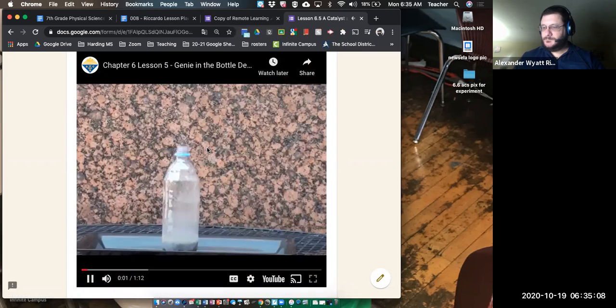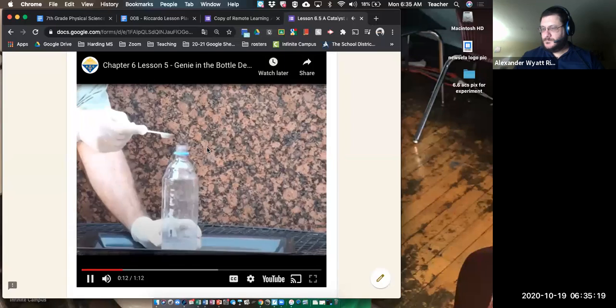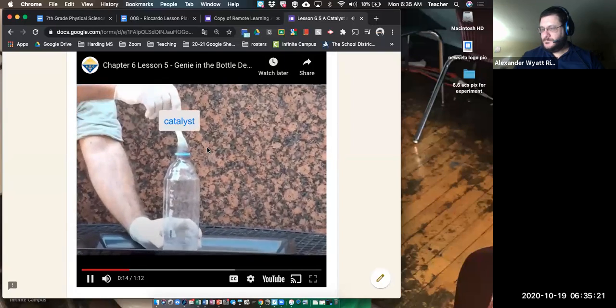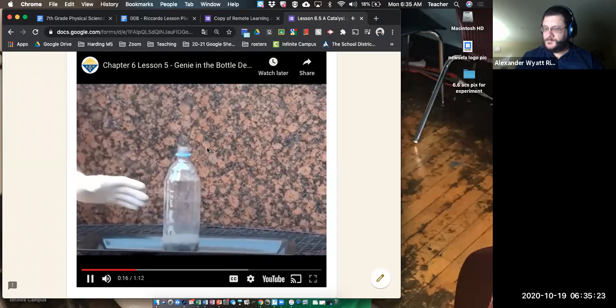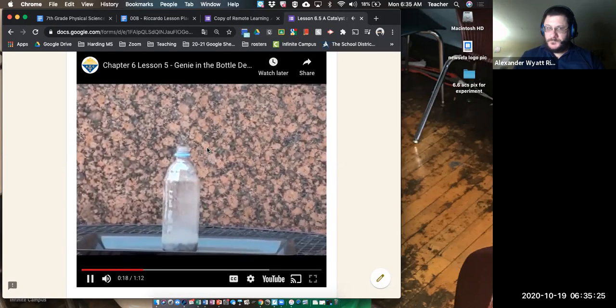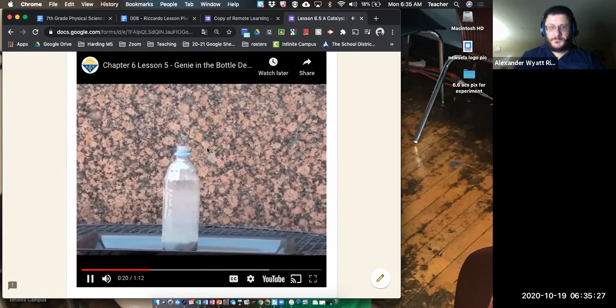This demonstration uses the same reaction as elephant's toothpaste, but there's no detergent. In the bottle right now, we have hydrogen peroxide. It is decomposing very slowly, and it's not very noticeable. Now we'll add a catalyst. Watch what happens as the reaction rate increases dramatically with the addition of the catalyst.